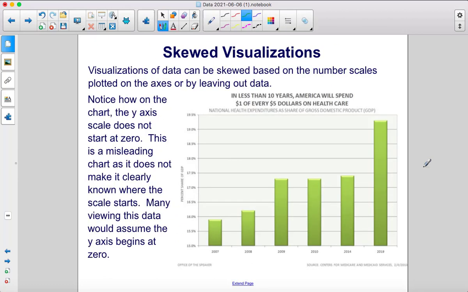Visualizations of data can be skewed based on the number scales plotted on the axes or by leaving out data. Notice how on the chart the y-axis scale does not start at 0. See, it starts at 15%. This is a misleading chart as it does not make it clearly known where the scale starts. Many viewing this data would assume the y-axis begins at 0.